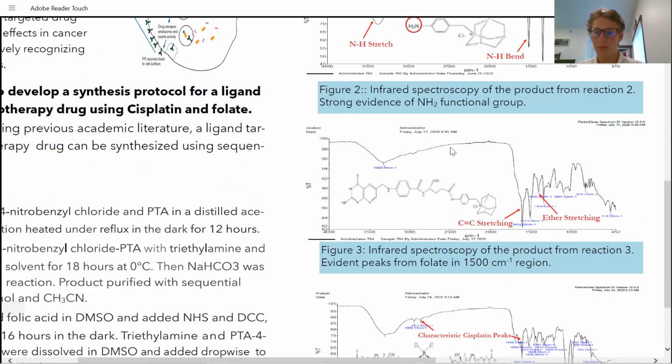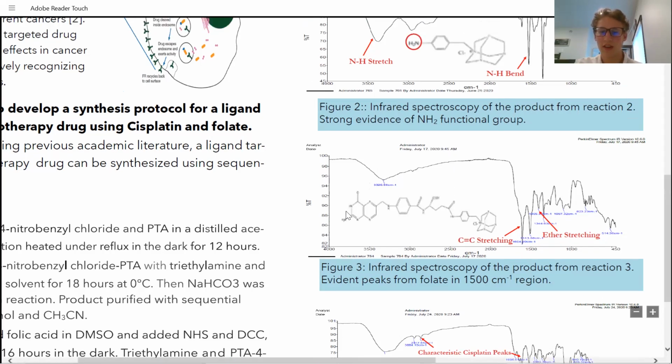And then the next step was priming folate, which essentially makes the folate molecule more readily reacted, so it can react easier with the product of the previous reaction. So as you can see here, this is folate, this big chunk over here. And this is the product from the previous reaction. And this is the amide linkage I was talking about previously.